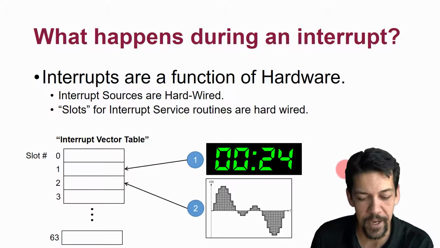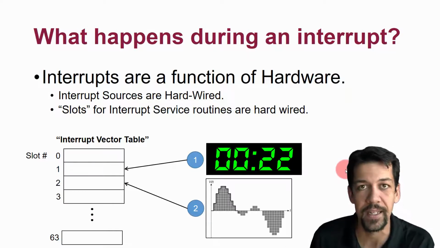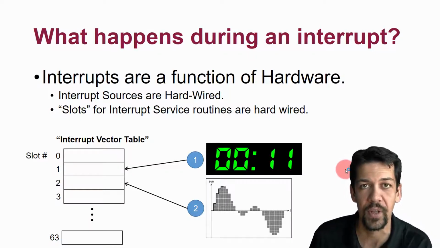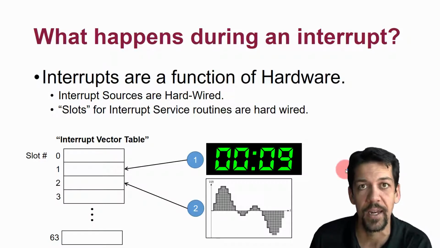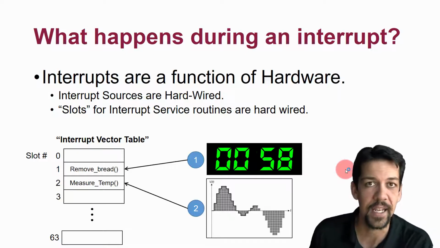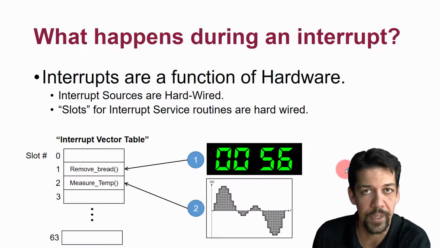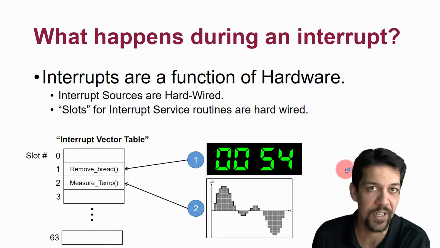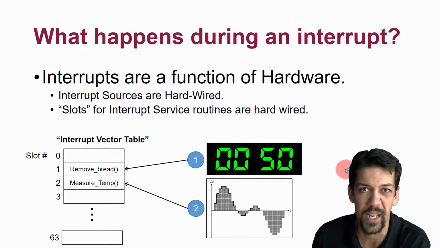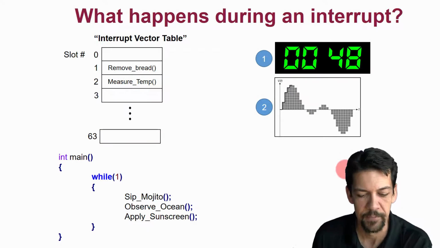So the timer might have interrupt number 1, and the external signal might have interrupt number 2. All we have to do is fill in the appropriate function slot with whatever we want to associate with that interrupt request. In this case, we've got remove bread when the timer runs down, and measure the temperature when some external signal occurs, like we hit a button or something like that.